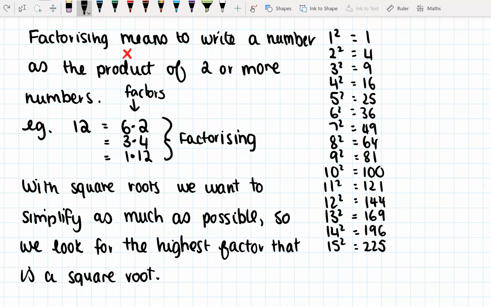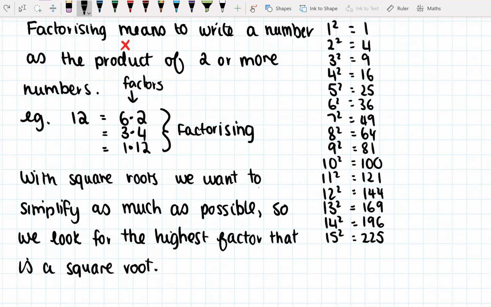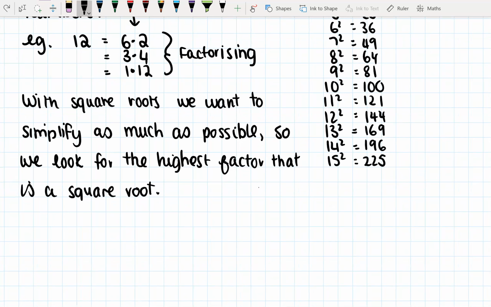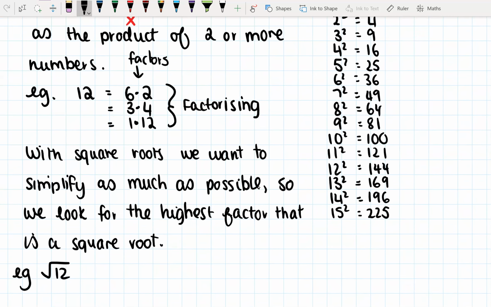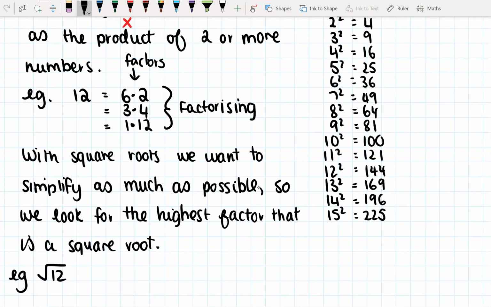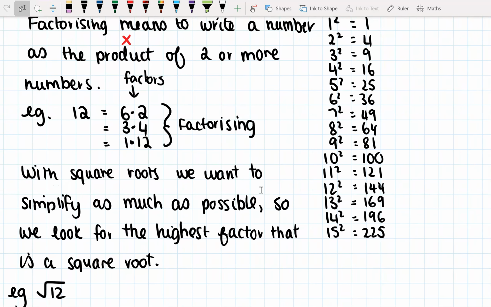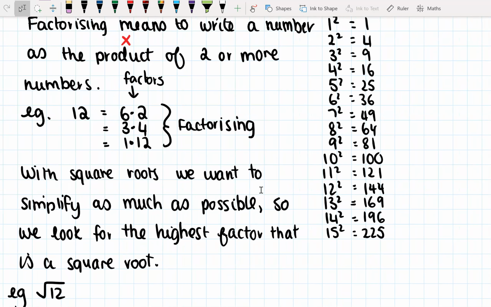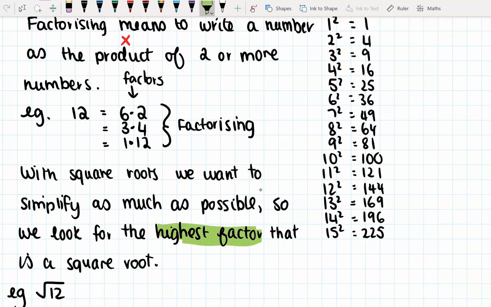Now that still probably doesn't make a huge amount of sense to you at the moment, so we're going to do an example here. All right, we'll use the example of 12. Okay, so if we had the square root of 12, this is our example. Now, we've already got our list of factors for 12 here. We've got 6, 2, 3, 4, and 1 and 12. We want the highest factor, so we said here the highest factor that has a square root.